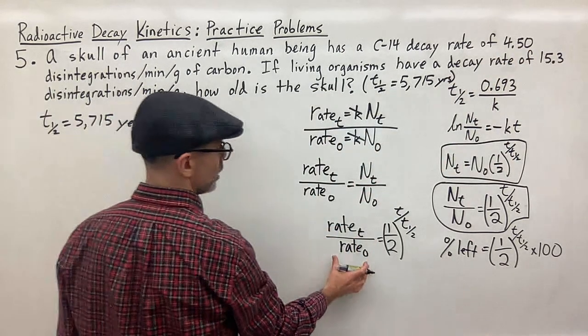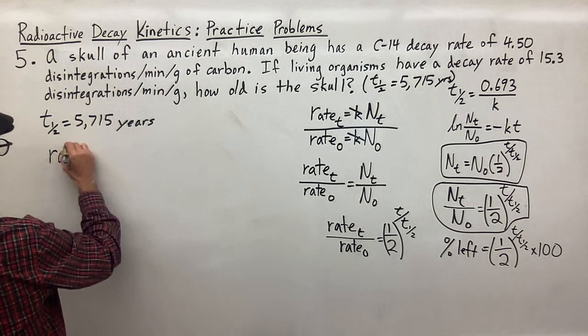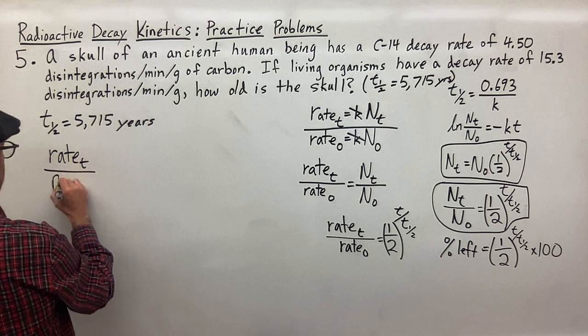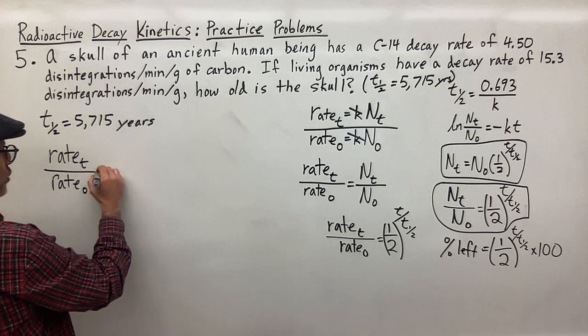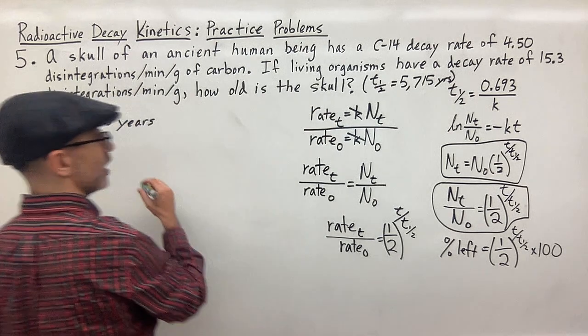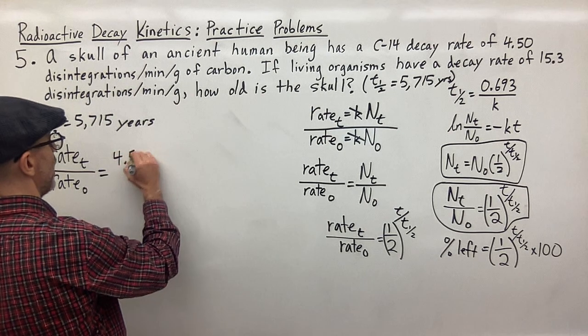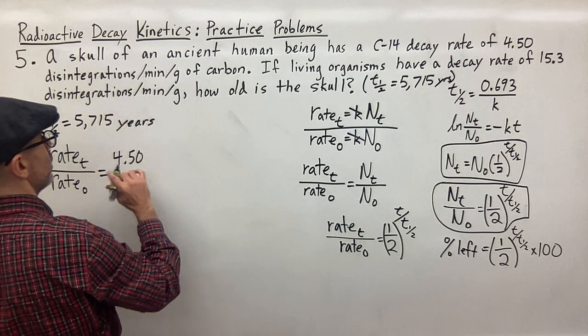And we're given the time 0. So we can write the rate at time t over the rate at time 0 initially. So we can put that in there. So that's going to be the rate at time t is 4.50 disintegrations per minute per gram.